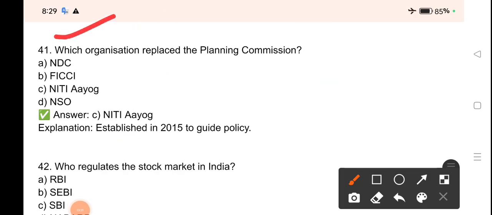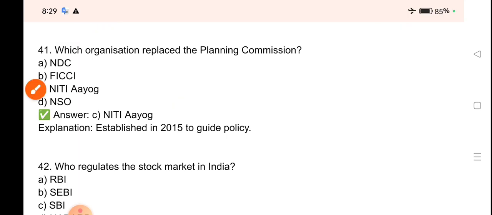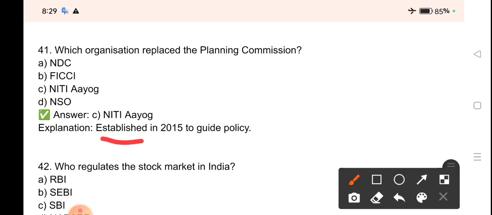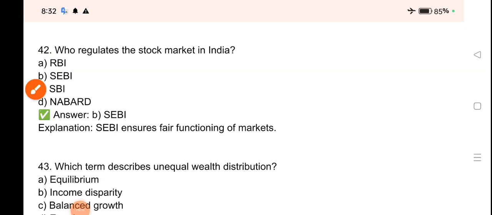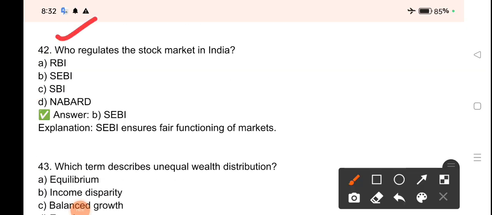Which organization replaced the Planning Commission? Niti Aayog. Niti Aayog replaced the Planning Commission, established in 2015 to guide policy. Who regulates the stock market in India? SEBI. Securities and Exchange Board of India regulates the stock market in India. SEBI ensures fair functioning of markets.